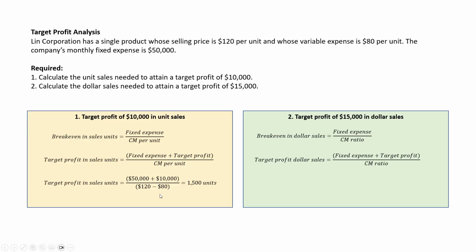Divide that by our contribution margin per unit, which in this example is our $120 selling price minus our $80 variable cost per unit, which would be $40 in contribution margin. Divide that into the $60,000 fixed expense and target profit, and it means we would need to sell 1,500 units in order to make our target profit of $10,000.